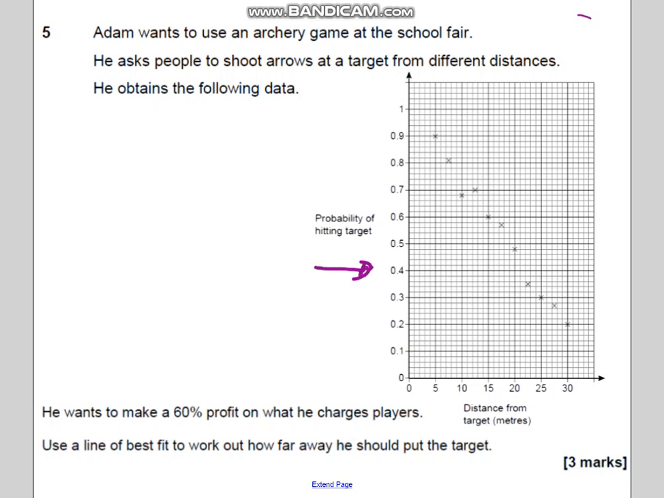We need a line of best fit first, so let's have a little go at drawing one on. That's not bad, is it? Then we're going to go across from 0.4 and down. I'm thinking he wants to put that at about 22 meters, give or take. As long as your line of best fit is good enough, I'm going to say 22 meters, but I'll probably let you have 20 to 24 inclusive. I'll be nice, but you need a line of best fit there.